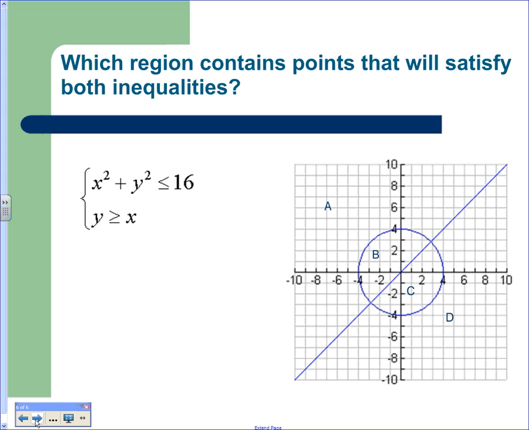X squared plus y squared is less than or equal to 16. What is that an equation of? A circle. How do you know it's a circle? There's a circle on the graph. So that's my red circle. I changed it to red.